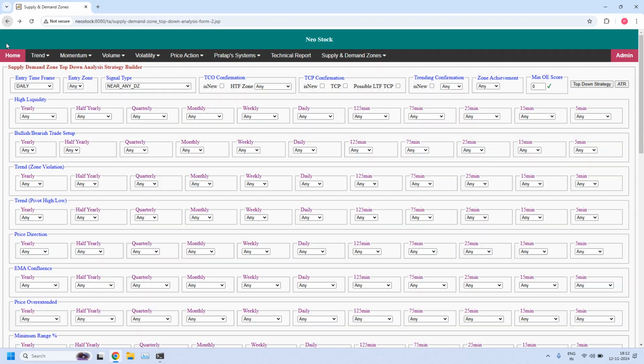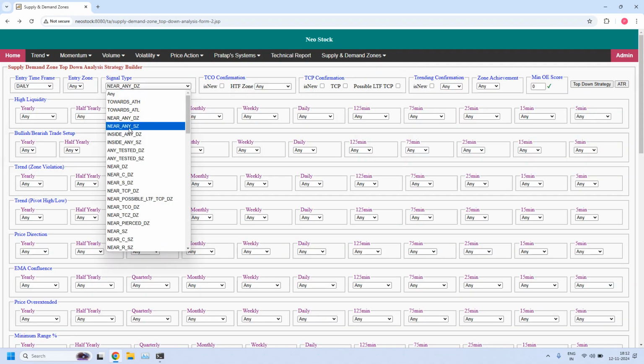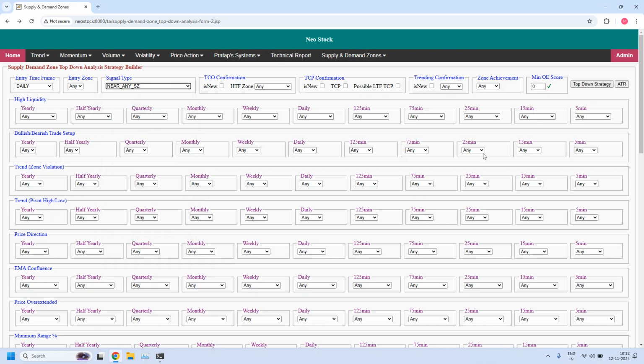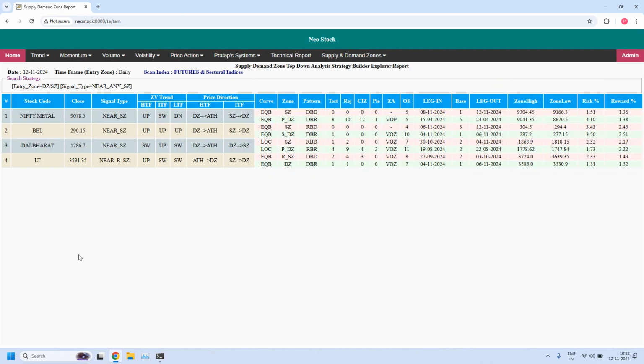Okay, next for daily time frame, let's find the stocks near daily supply zones. We got 4 stocks. Any high liquidity supply zones? We have L&T. L&T is a daily high liquidity supply zone.